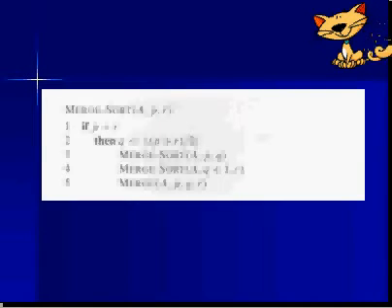Merge sort pseudocode is simplicity itself. It's called with the parameters of A, the array of things to sort, and two numbers, P and R. These are integers that represent the beginning and end point of the chunk that we're sorting. When you start merge sort, P will be equal to 1, R will be equal to N, and away you go, sorting the entire array.